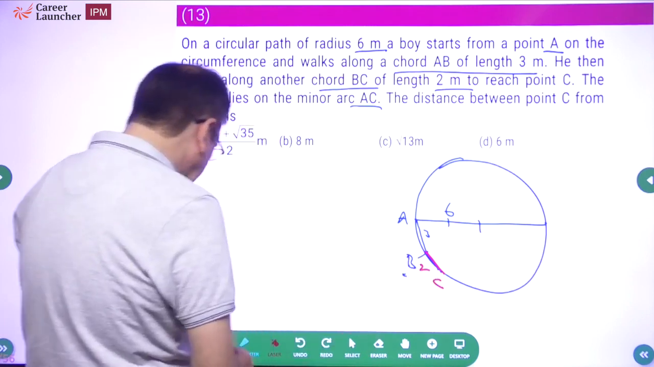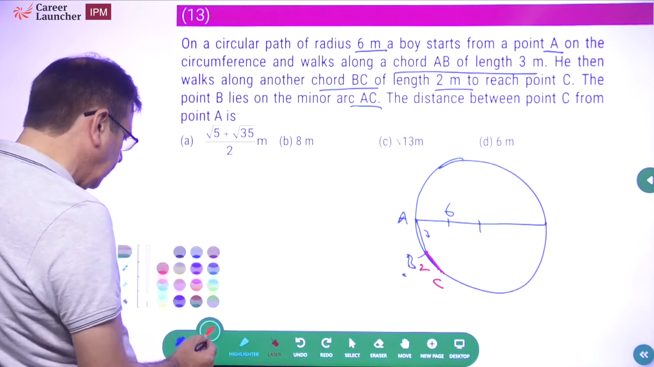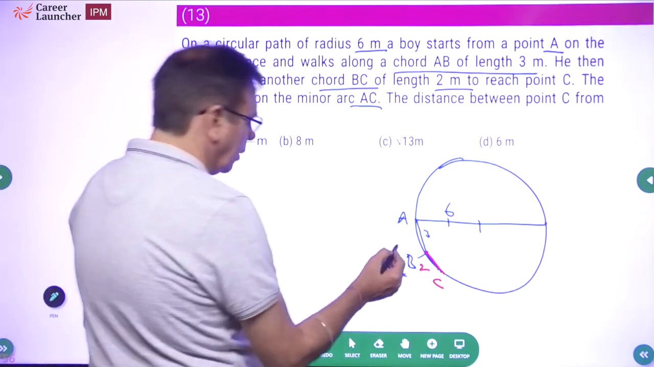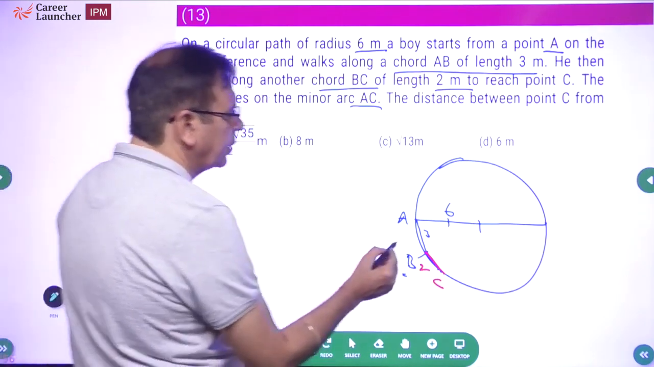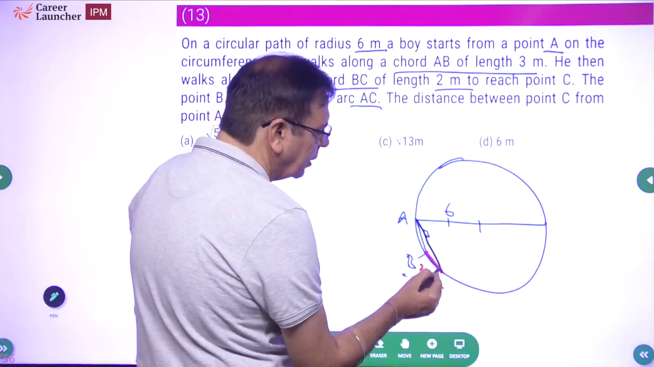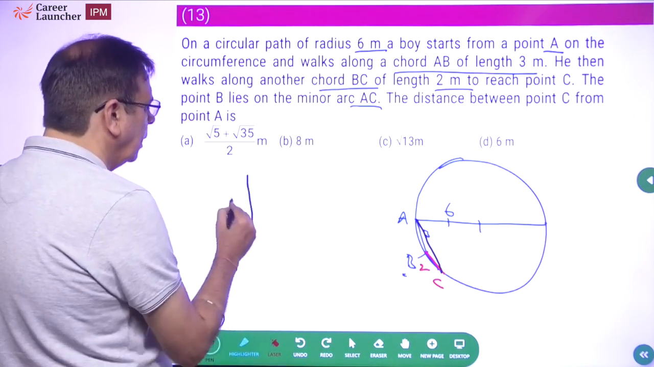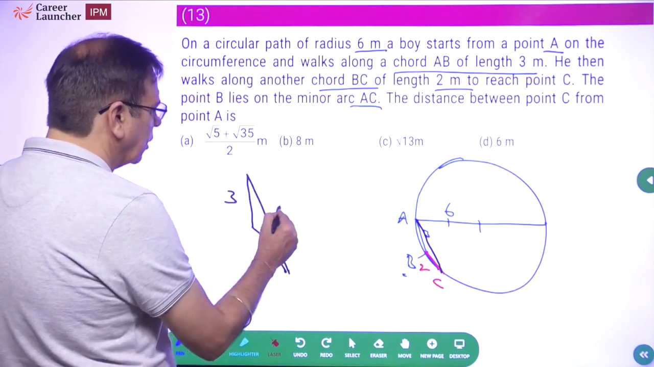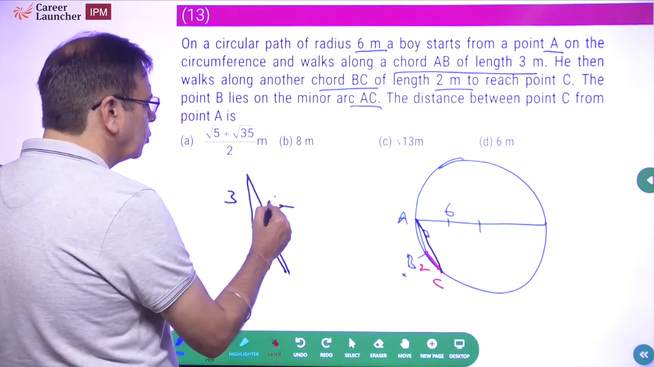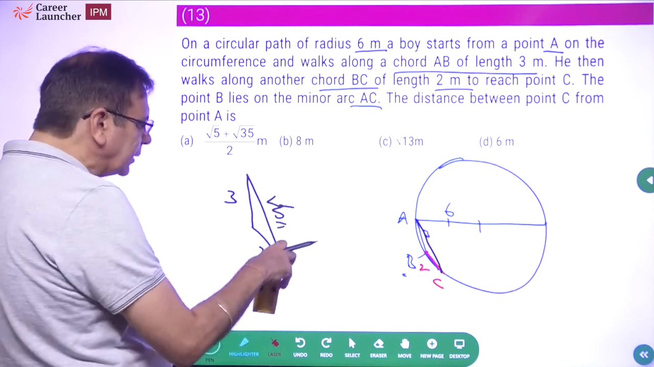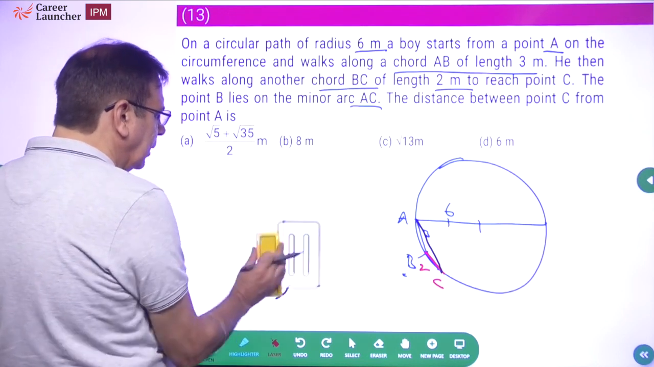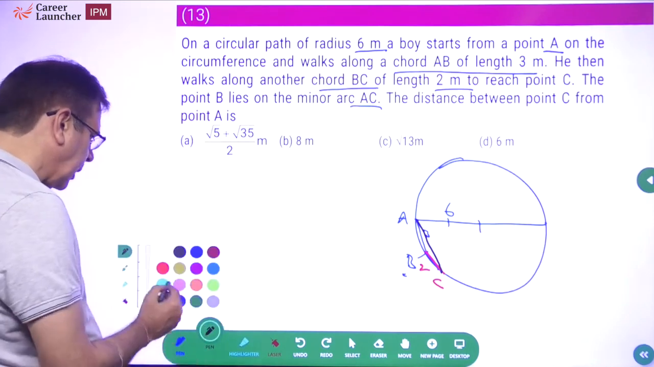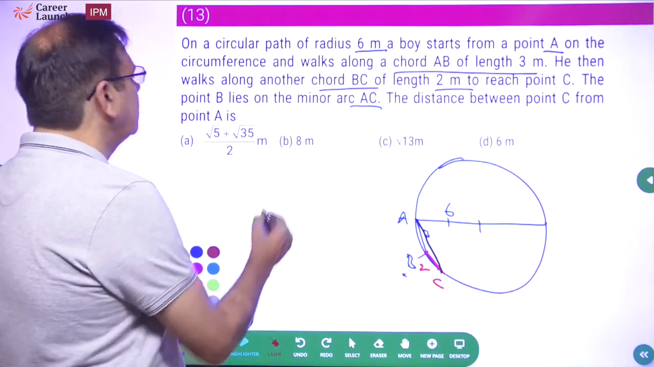So if I take a direct line, let me change the color. Okay, let me take this color. After all, what is this? This is 3. This is 2. So this has to be less than 5, isn't it? So my answer should be less than 5. Okay, so if my answer has to be less than 5, which choices go away?